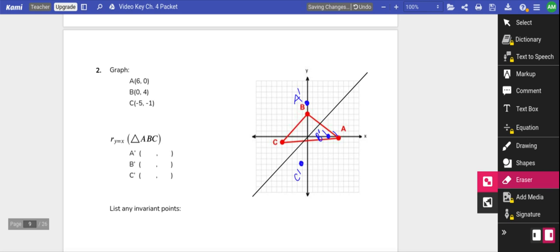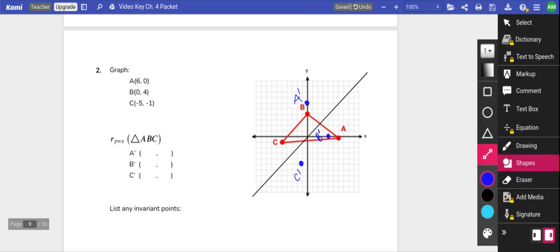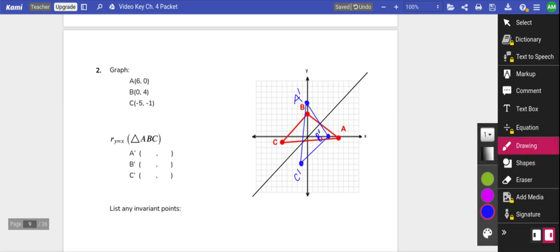I'm going to just get rid of some of these extra lines so that when I draw my triangle, it doesn't look so crazy. Here is our new triangle, A prime, B prime, C prime. So my new point A prime is at 0, 6. B prime is at 4, 0. And C prime at -1, -5. Do I have any invariant points? I do not, so there are none.